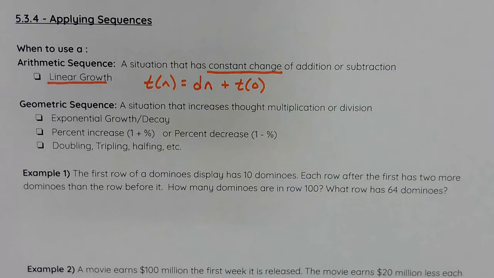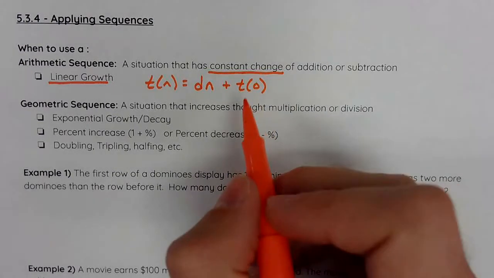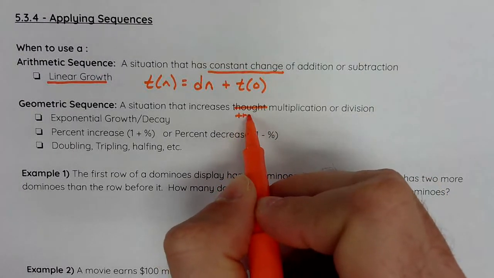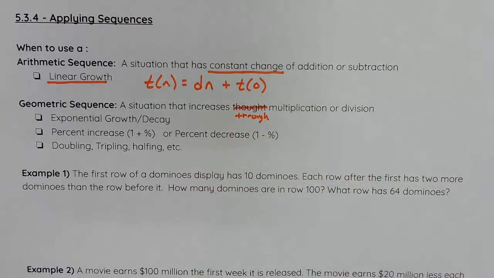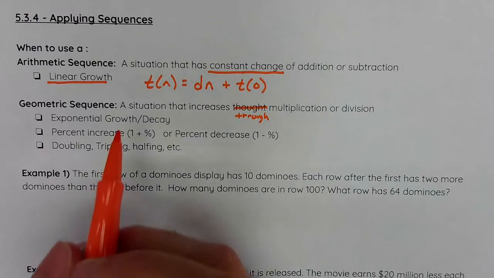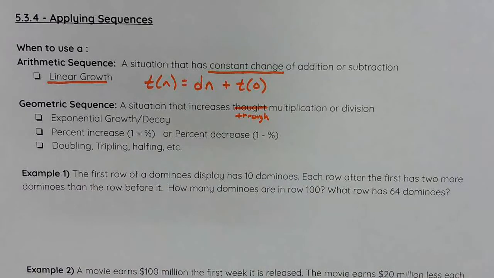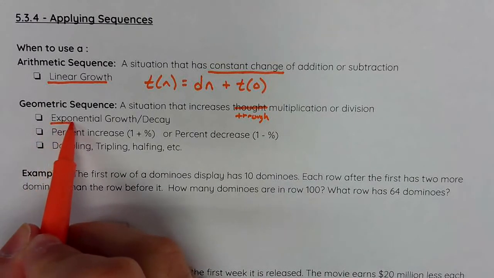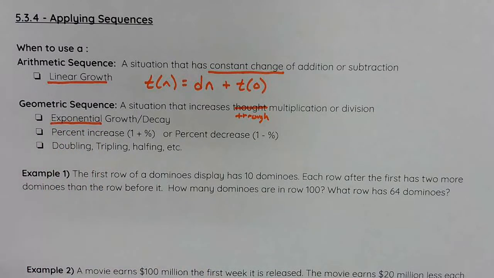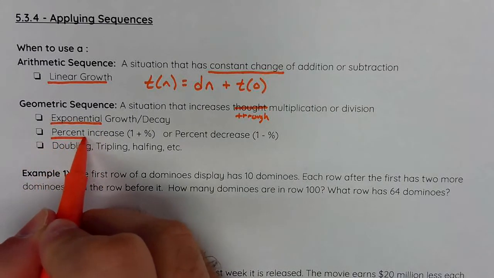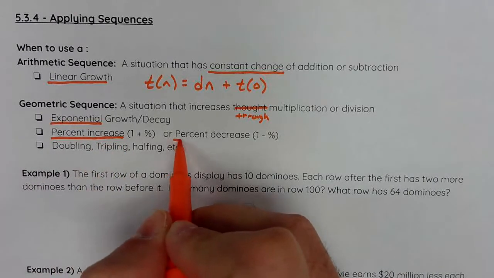A geometric sequence is a situation that increases through multiplication or division. It's exponential growth or decay. It's either growing by multiplying by the same value over and over, or decaying by dividing by the same number over and over. That's where the exponential comes from, through that multiplication process. We can also identify it by having a percent increase or a percent decrease.